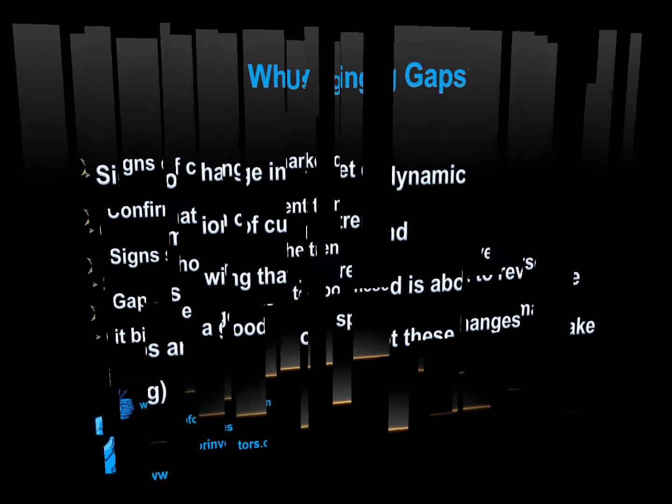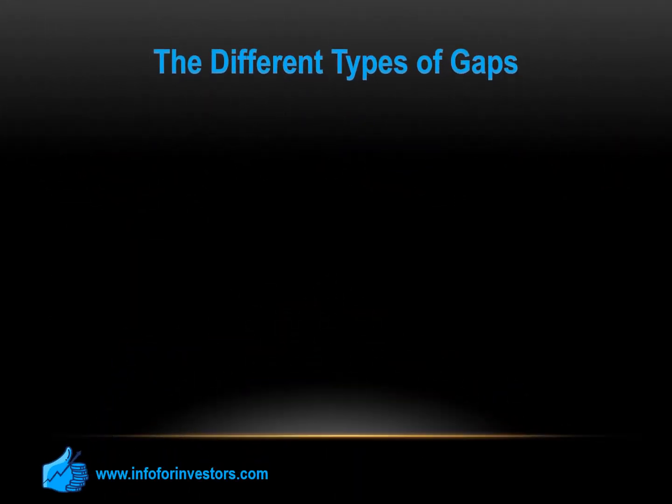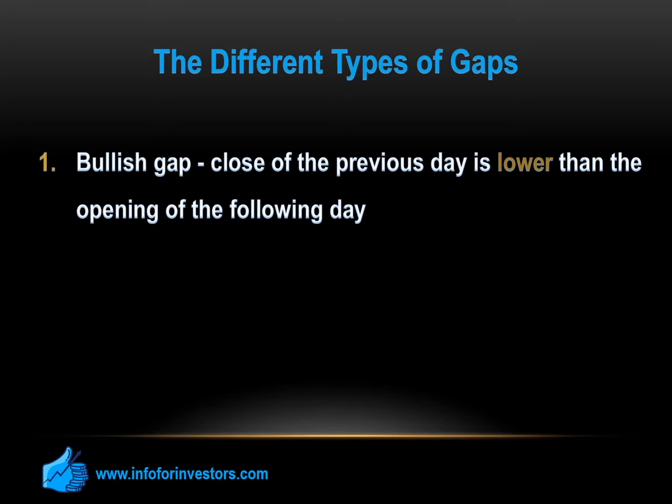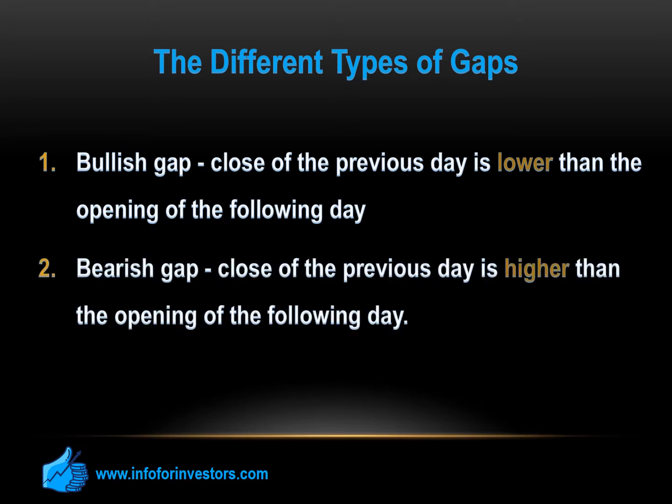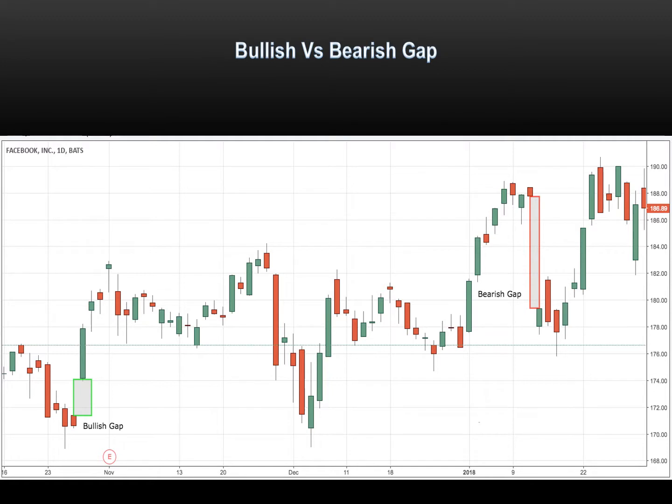Bullish is a bit different than bearish gaps. A bullish gap happens when the close of the previous day is lower than the opening of the following day. A bearish gap happens when the close of the previous day is higher than the opening of the following day. The first gap is what we call a breakaway gap.